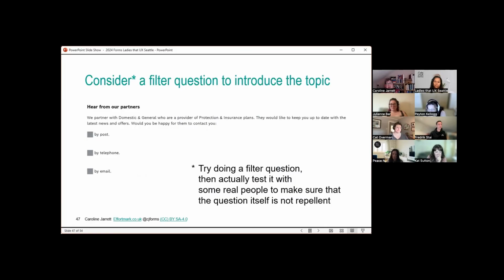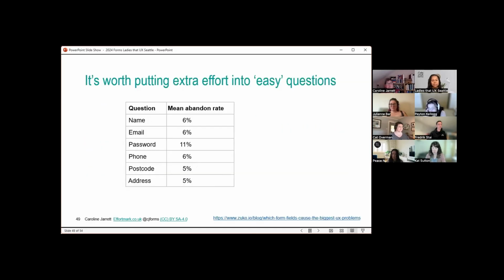But I'm going to wrap up. We've talked a lot about phone numbers, but it is really worth putting extra effort into these so-called easy questions. So name, email, password, phone, postcode. Someone mentioned that you can work out a lot about an address from the zip code. In the US, postcode is our equivalent address.